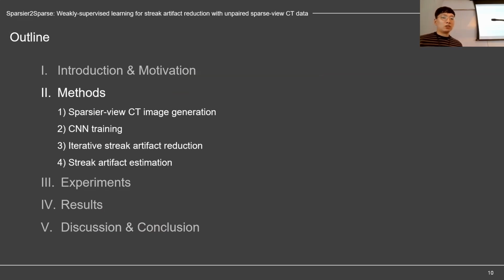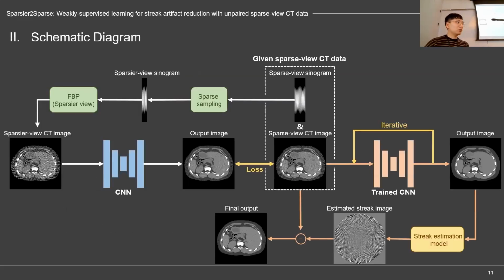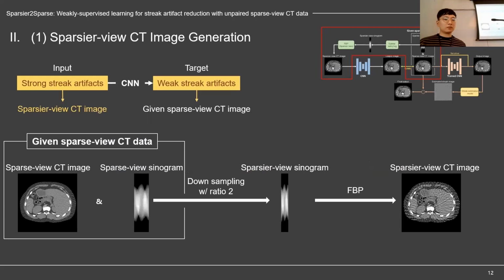Now, I would like to talk about the proposed method. This is the whole schematic diagram of the proposed method, and I will introduce it step by step. The first step is dataset generation for CNN training. For CNN training to reduce streak artifacts, it is required to set the images with strong and weak streak artifacts as the input and target of the CNN respectively.